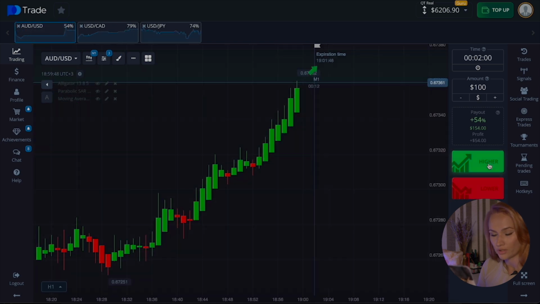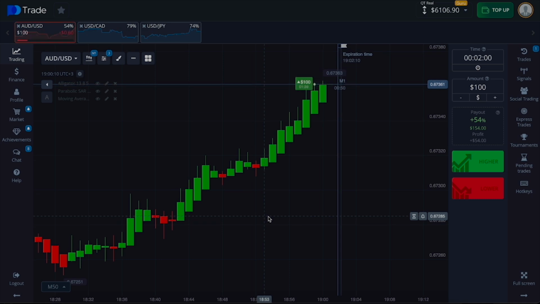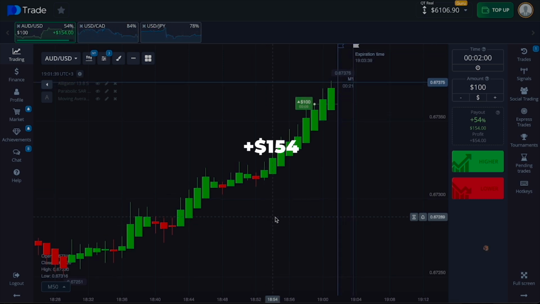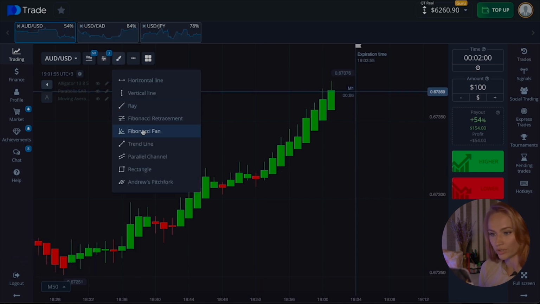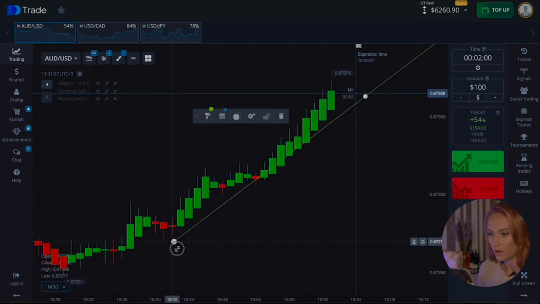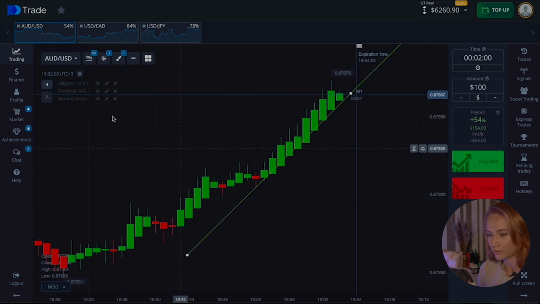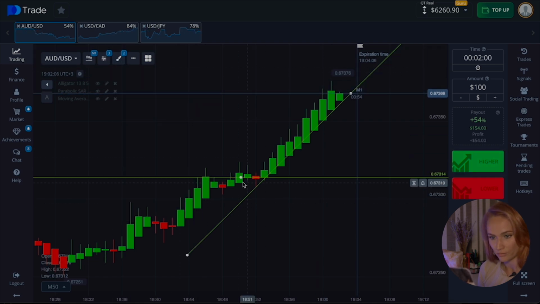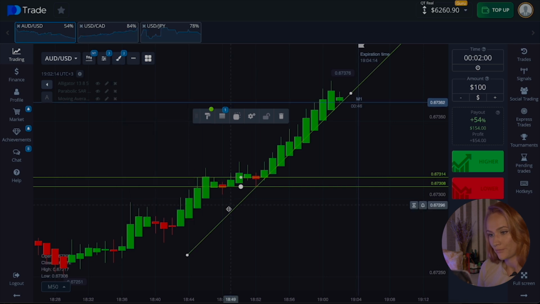So I opened the first deal for $100, Australian dollar, American dollar, 2 minutes. Let's go. So the deal went well. We see an active trend, an upward clear active trend. We see lines of support. Here we have several of them. So let's find the next entry point.